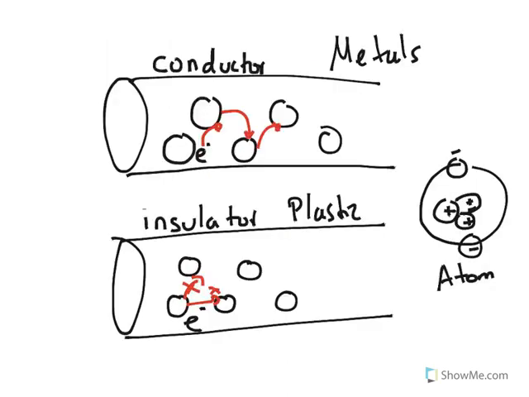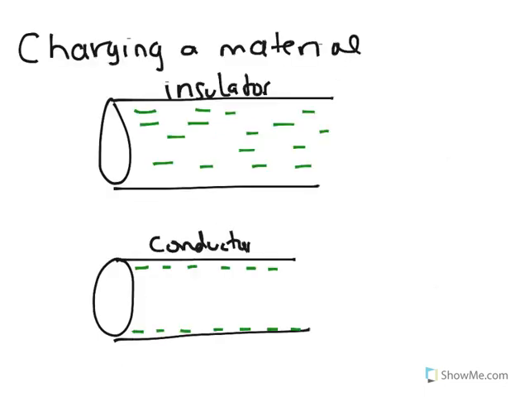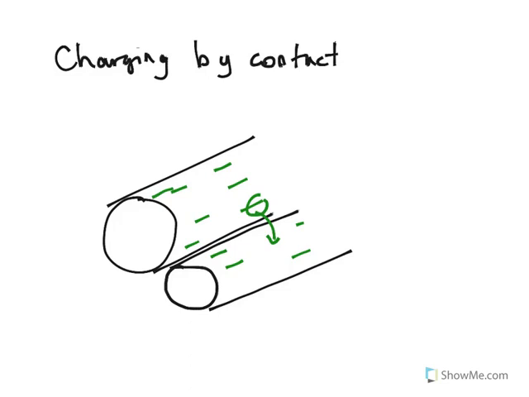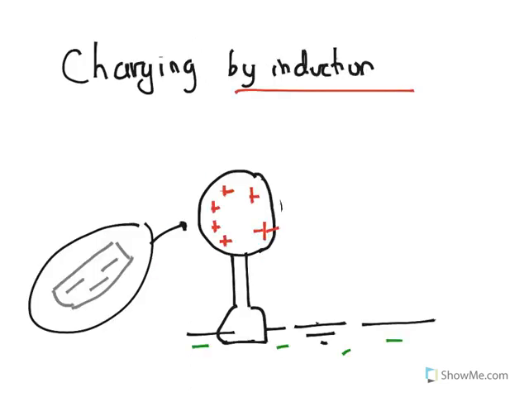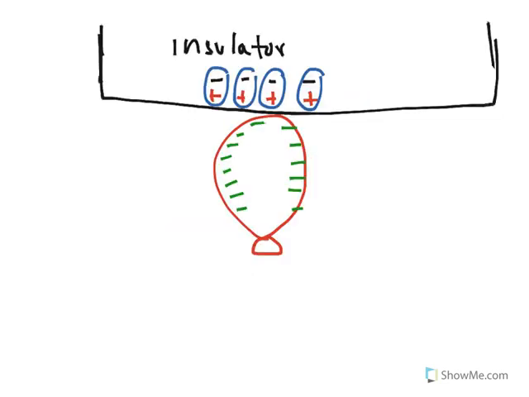So we have discussed the nature of conductors and insulators, how you charge a material in a conductor and an insulator, charging by contact, induction, and what happens with an insulator.